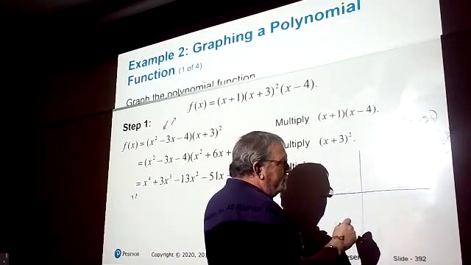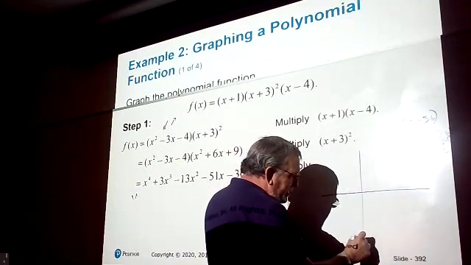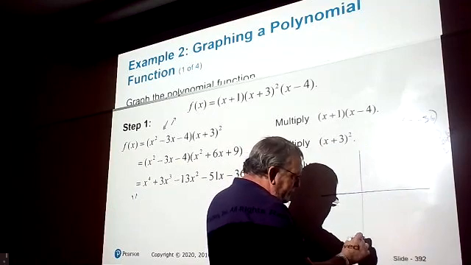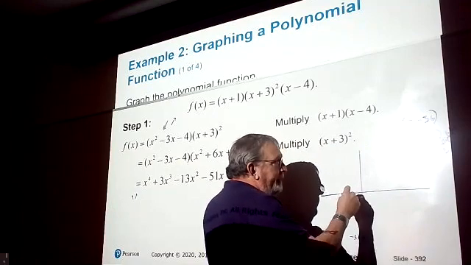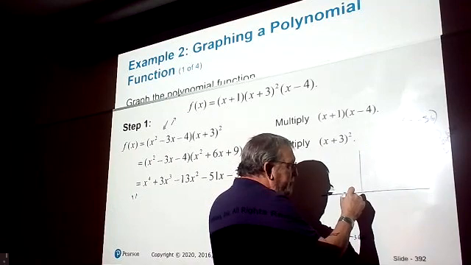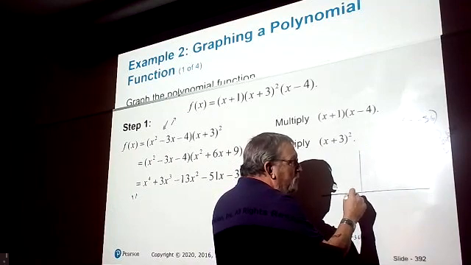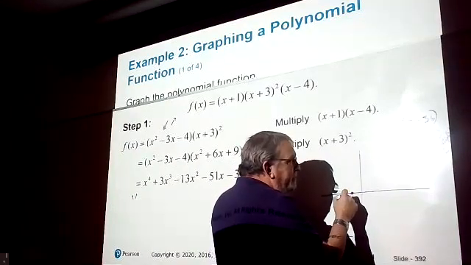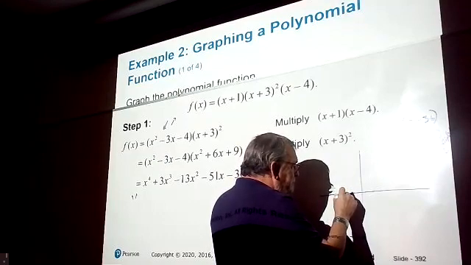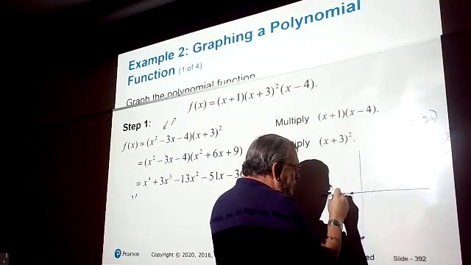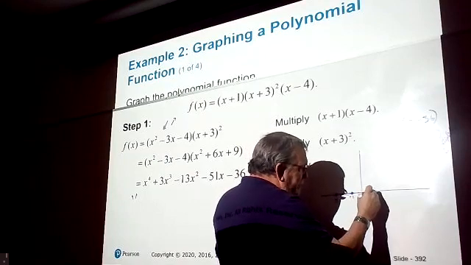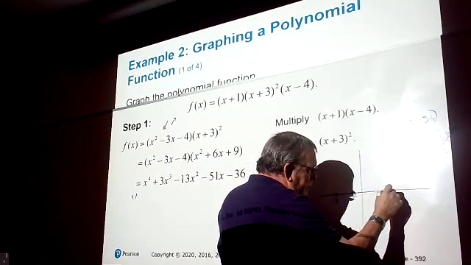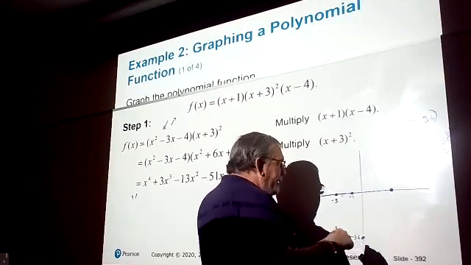I know it goes through (1, -36), so that's way down. Negative 36. And at -1, it's a 0. And at -3, go down a little further from -3. At -3, it's a 0. And at 4, it's a 0. All right.